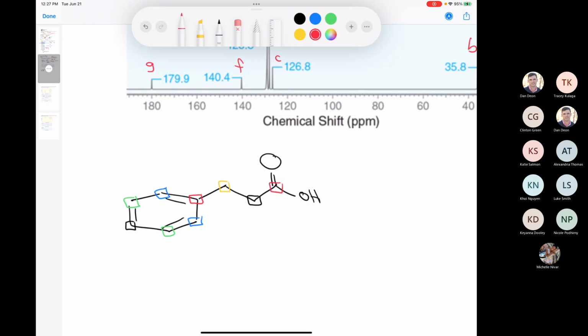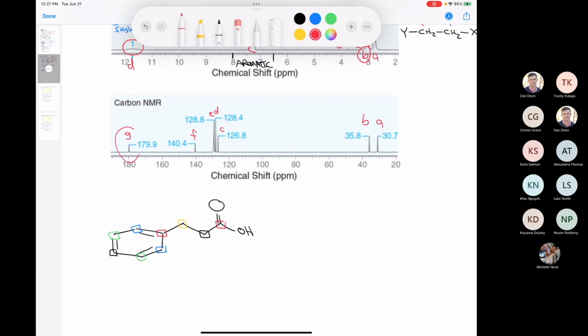Could anybody tell me which one is G, the one that's the most deshielded, and it's not a trick question? Where would I find G? Which one would be the G carbon? Anybody have a guess? Not a guess, but an educated guess. This one's all the way up around 180. So if we have something above 180, that means this is going to be the one by the carbonyl. Okay, so this is going to be G here.